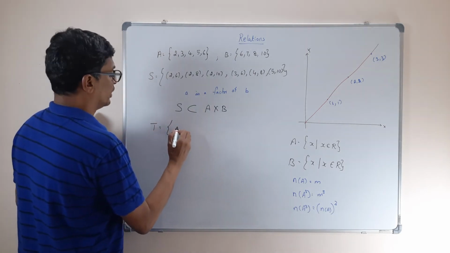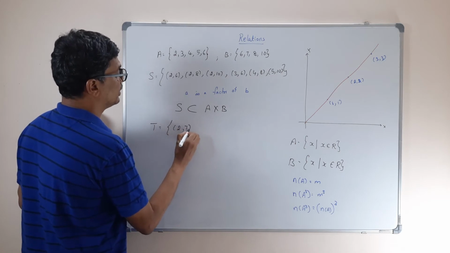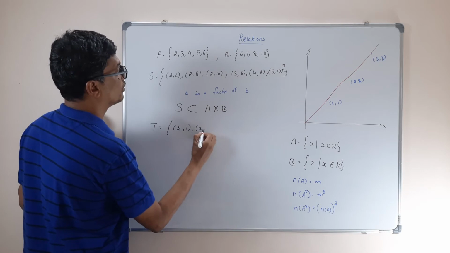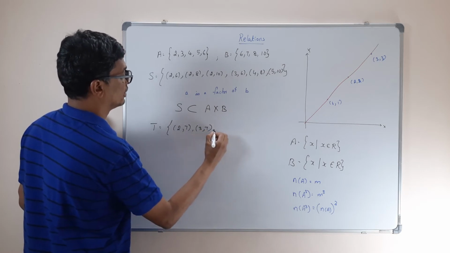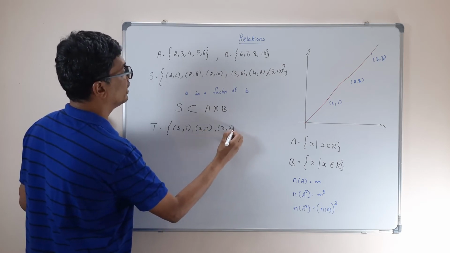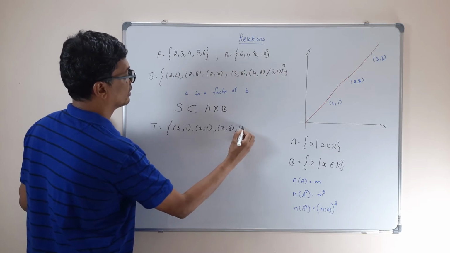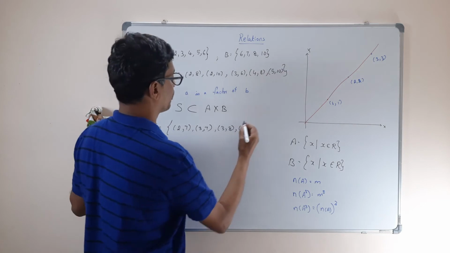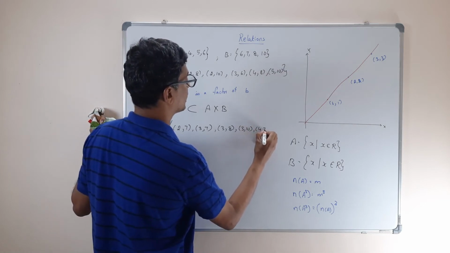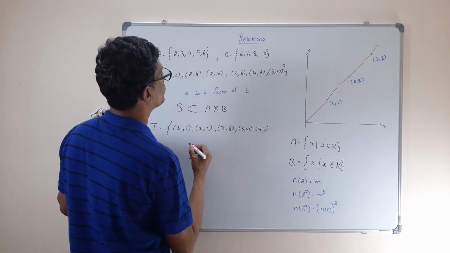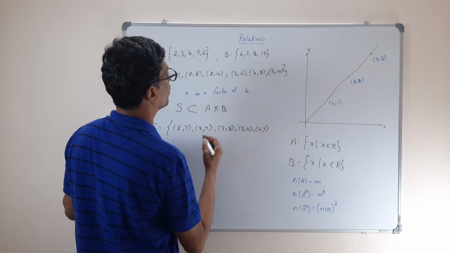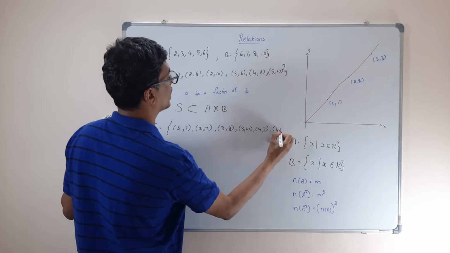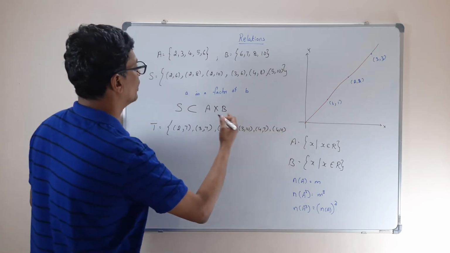I can write it as (2, 7), (3, 7), (3, 8), (3, 10), okay, (4, 7). Tell me, another one is (4, 10). Okay, we can write.